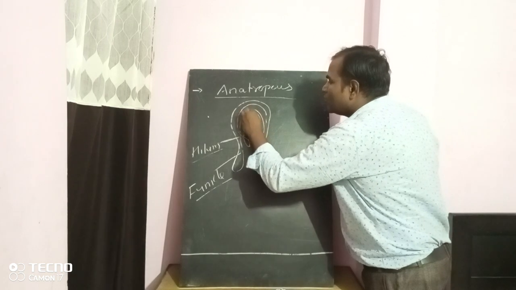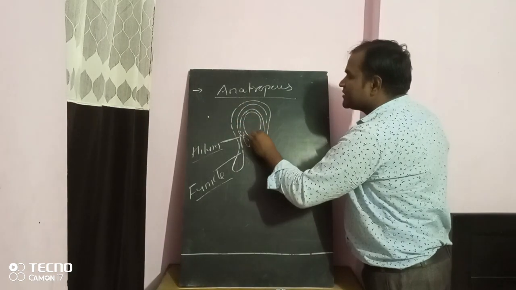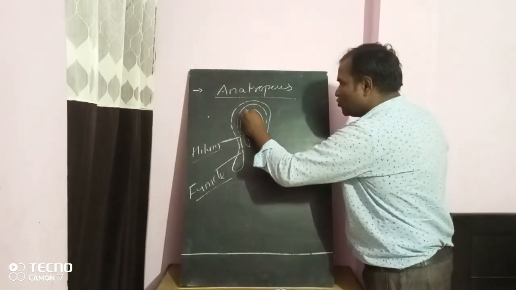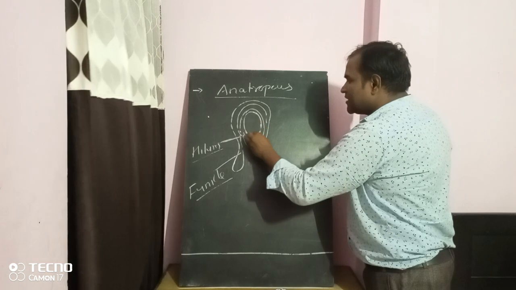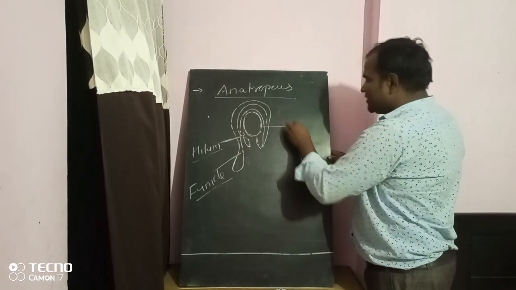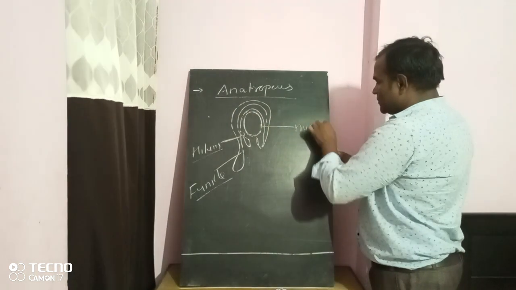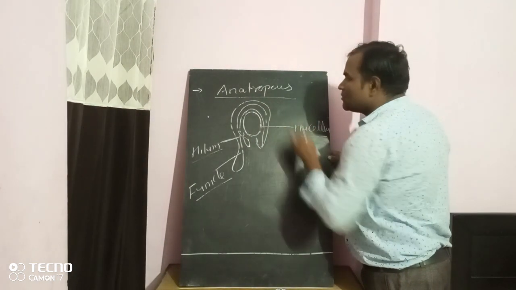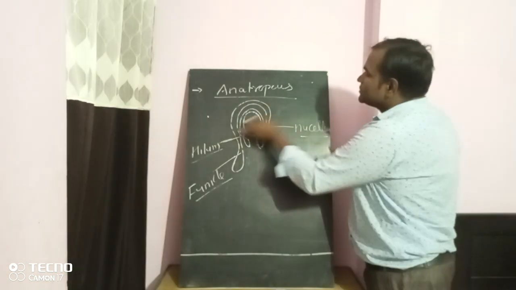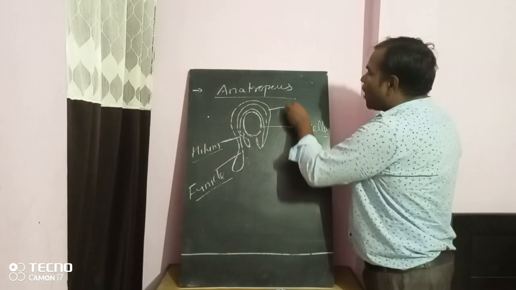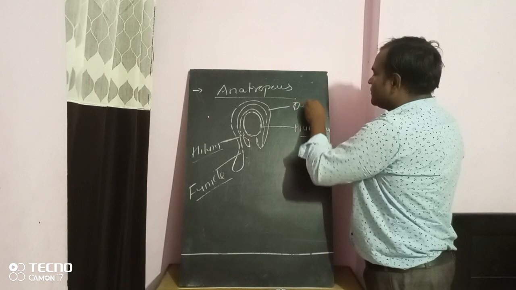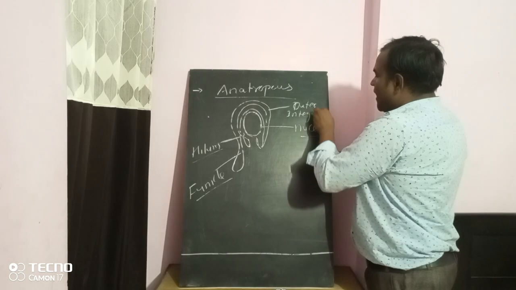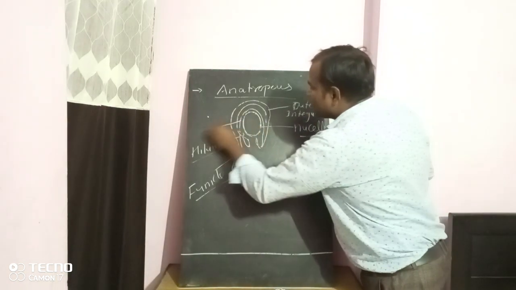The main body of the ovule is surrounded by a circular coat, two or three layers thick. This coat is called the nucellus. The nucellus is again surrounded by two outer coats called integuments: the outer integument and the inner integument.